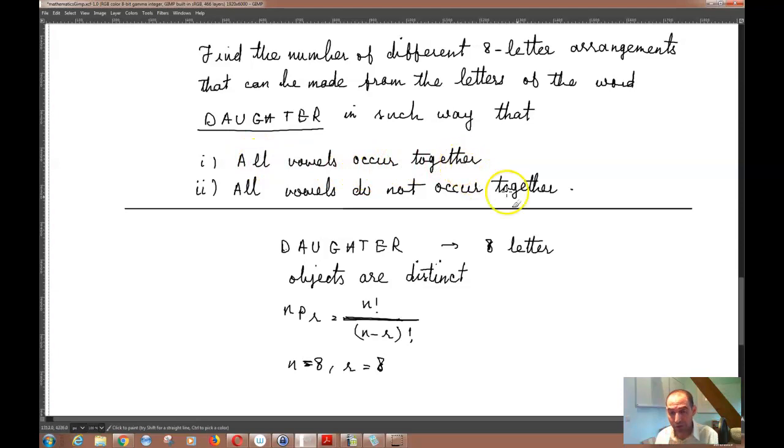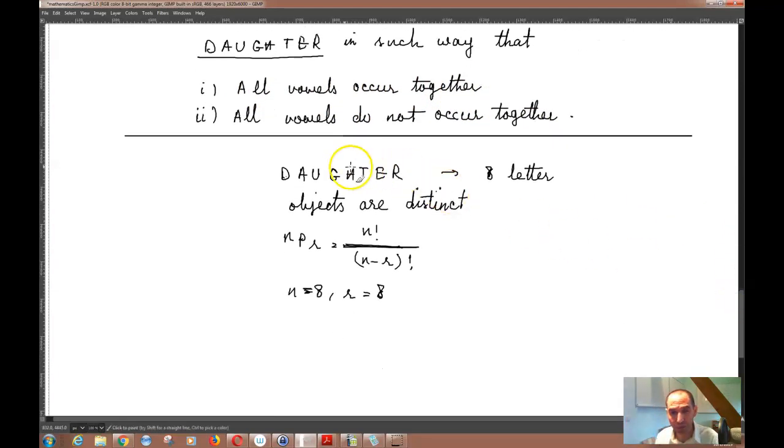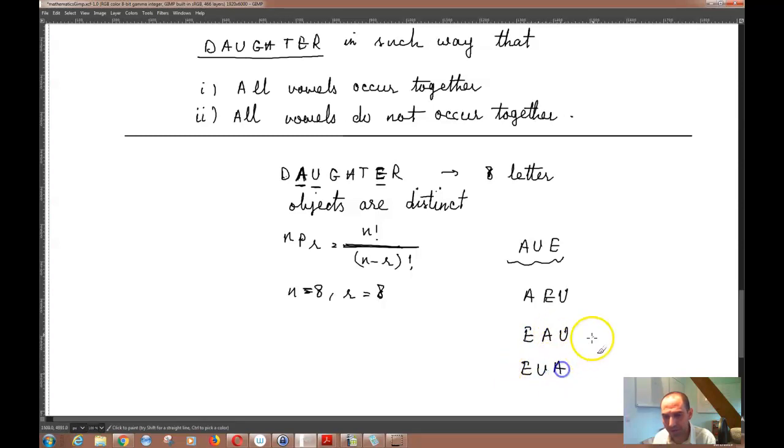All vowels occur together means that the vowels stick together. Here the vowels are A, U, and E. You want to count only the arrangements in which A, U, and E occur together, meaning that in the word they appear either this way, or this way, or this way, and so on and so forth. All the different permutations of these 3 letters, which is basically only 6, I suppose.